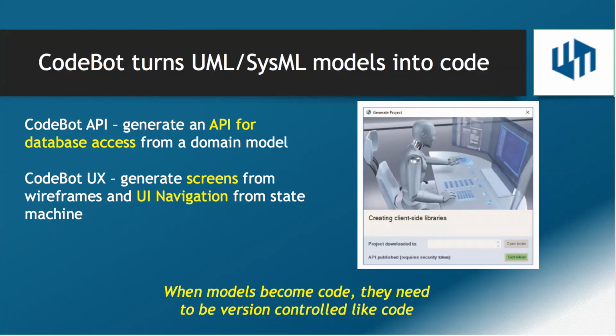So essentially what we're doing, and we'll show you an example here in a second, is turning your UML model or SysML model into code, okay? And, don't switch me before I give the punchline. The punchline is, when your models become code, they need to be version controlled like code.